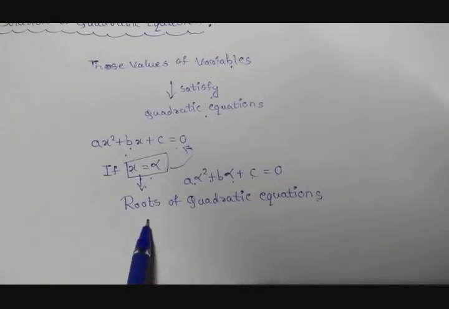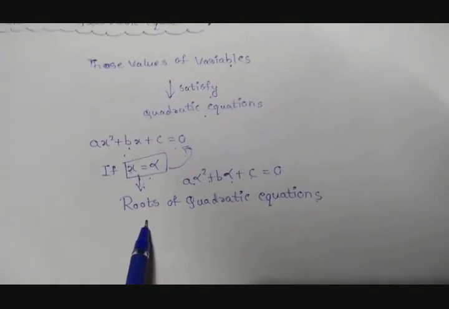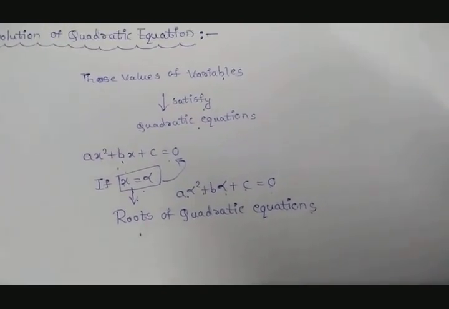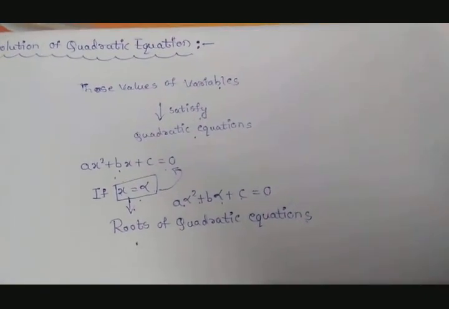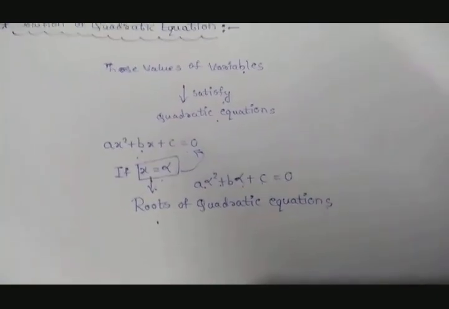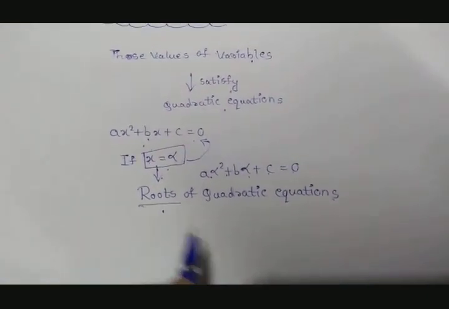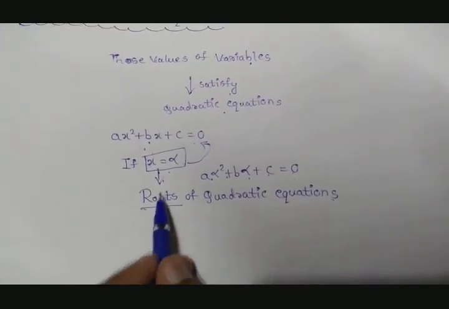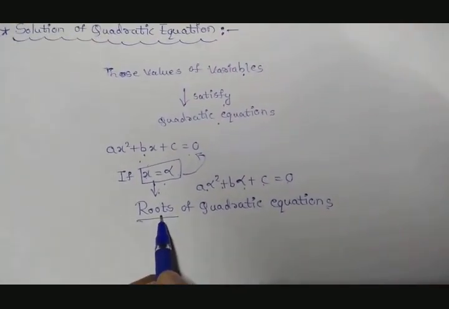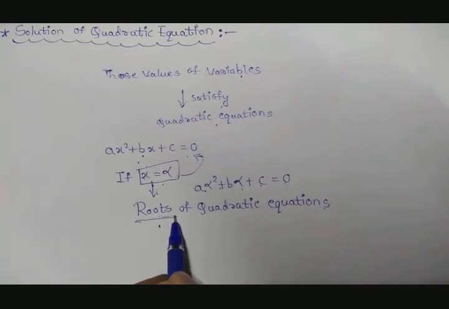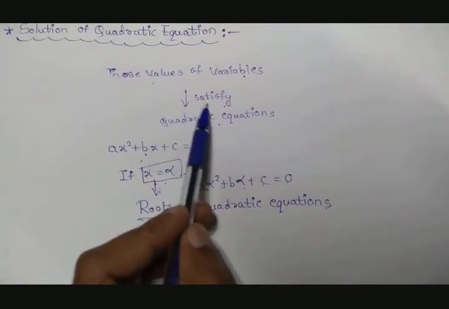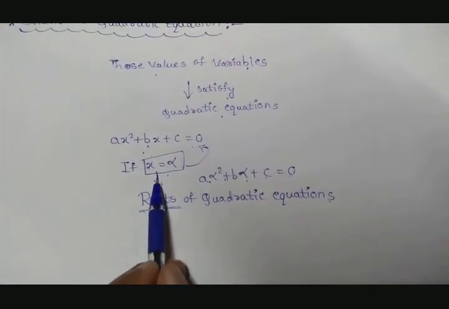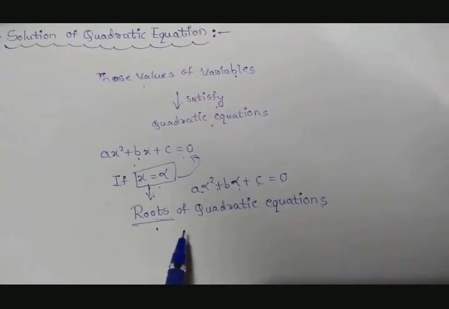In the chapter on polynomials we used zeros of the polynomials, which are nothing but those values of the variable which satisfy the polynomial. In this case we will be using the term roots of the given quadratic equation. So the solution, or the roots, of a quadratic equation are those values of the variables which satisfy the given quadratic equation. Such values are known to be the roots of the given quadratic equation.